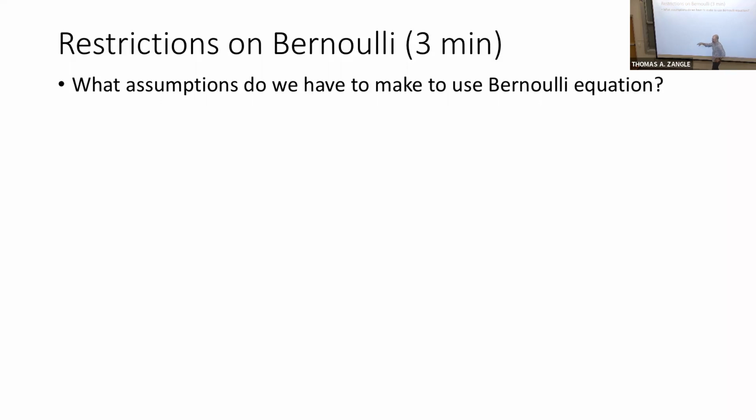Basically, nothing can happen except it moves from one place to another. Yes, that's basically true. But what are the things that can happen that we have to ignore to use Bernoulli? Just give me one example. Friction, right? So if there's friction, then Bernoulli does not apply, right? What else?